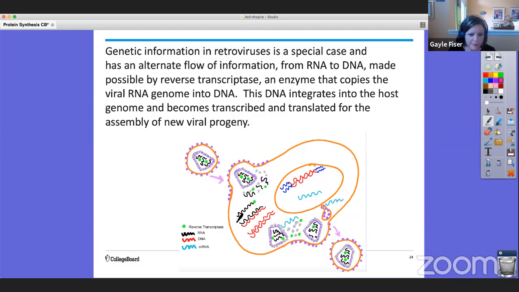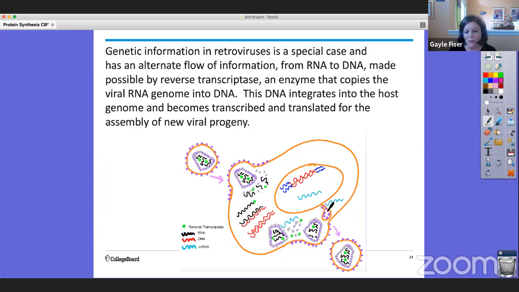And now let's look at that. Here's our RNA, and with that reverse transcriptase enzyme, we can make a strand of DNA. And then we'll have a complementary strand of DNA. And now once we have a double-stranded DNA, it can be inserted into the genome, and then messenger RNA can be transcribed, because the point is to make more viruses.